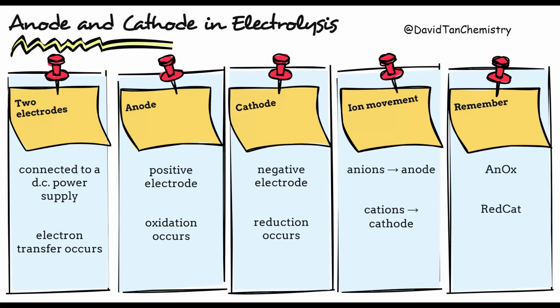The safest way to identify the electrodes is by the reactions taking place. Use the memory aid AnOx, RedCat. Oxidation occurs at the anode, reduction occurs at the cathode. In electrolysis, the anode is positive and the cathode is negative. In a simple cell, their signs are reversed, but the reaction rule remains unchanged. Oxidation still occurs at the anode and reduction still occurs at the cathode.